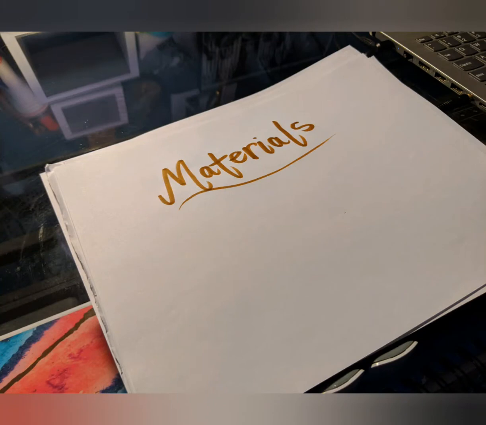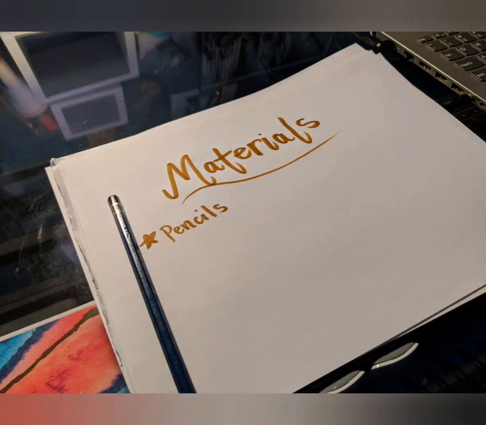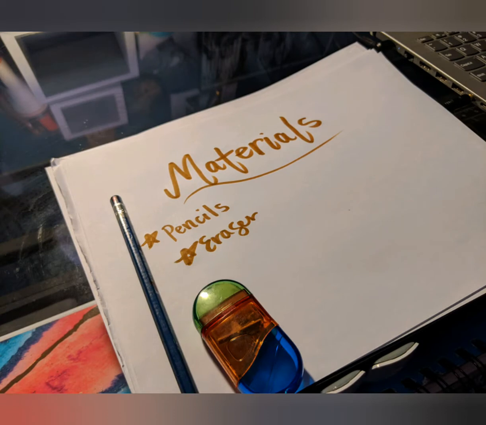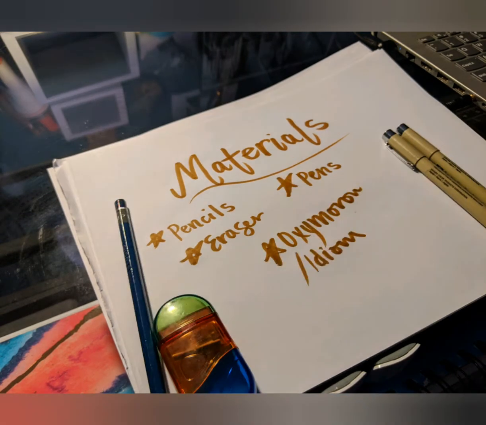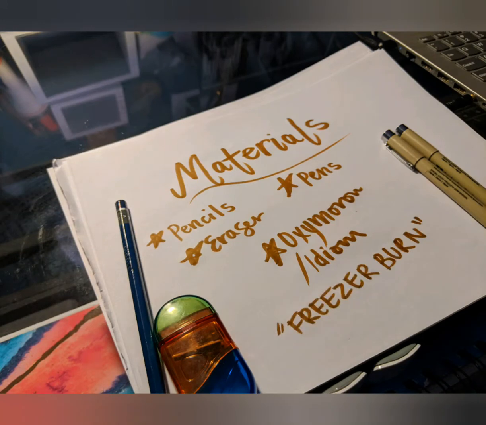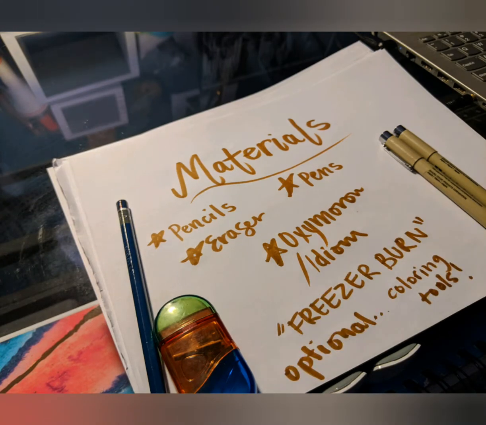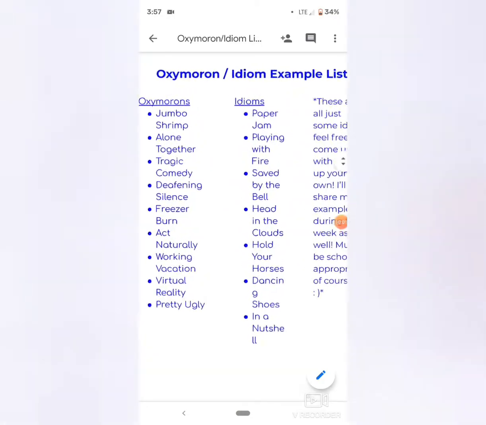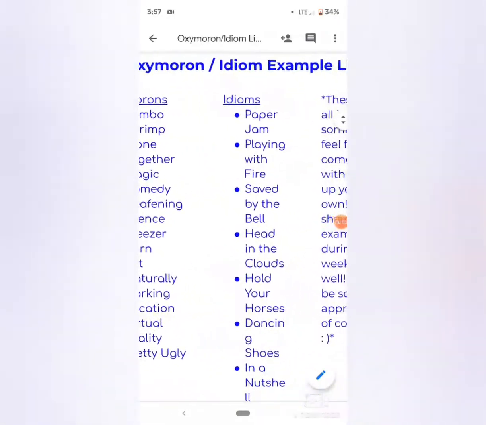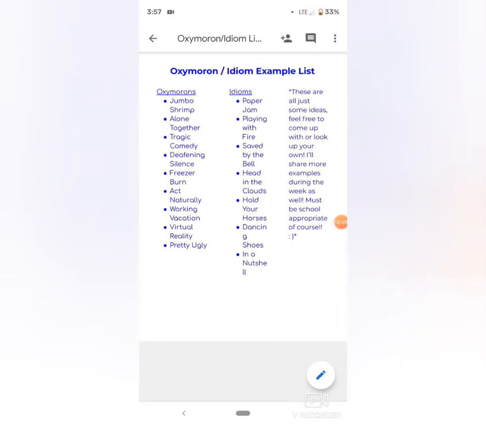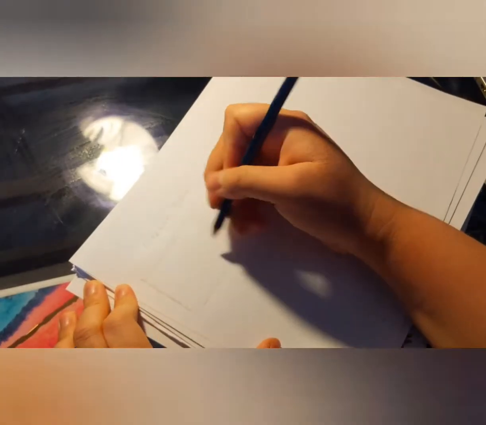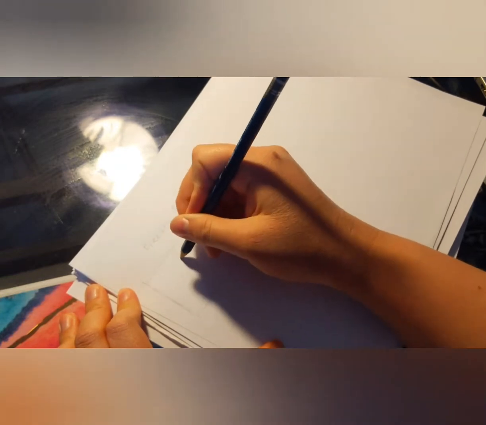So let's get started. For our materials, we're going to need a pencil, an eraser, different pens like Sharpies, your oxymoron and idiom of choice. I picked freezer burn for mine, and optional is some coloring tools. Remember that I left you guys an example list on my assignment post, so make sure you take a look at those, but we also have some great ones on the internet as well.